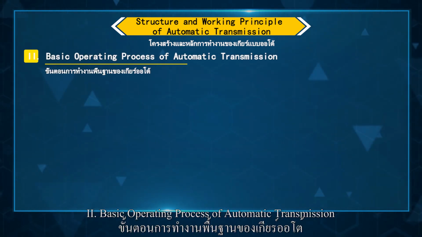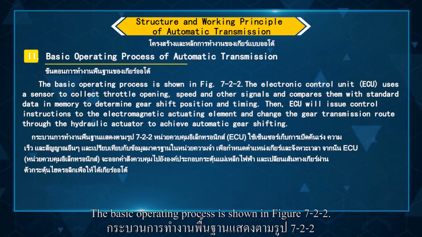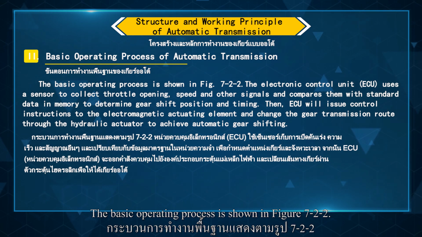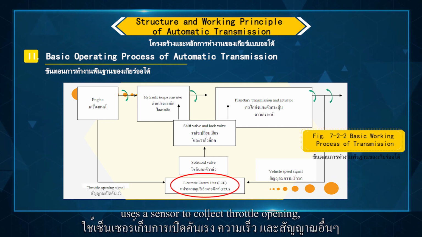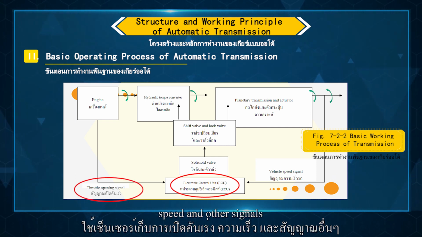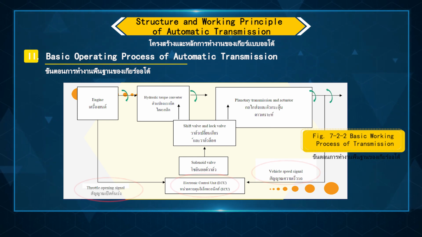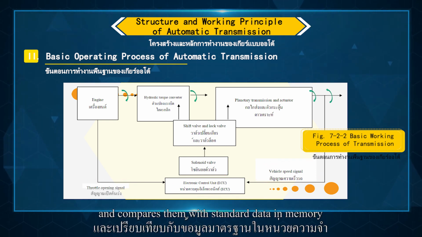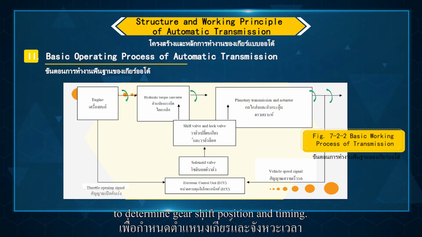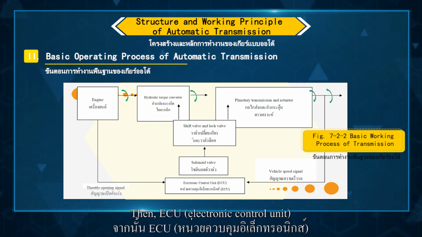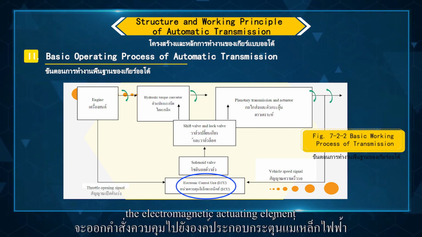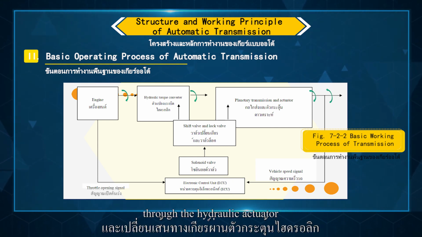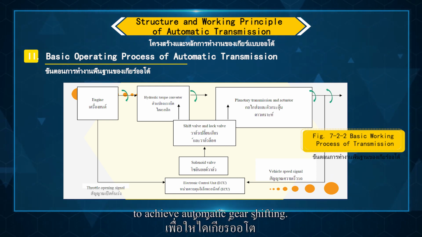2. Basic operating process of automatic transmission. The basic operating process is shown in Figure 7-22. Electronic Control Unit, ECU, uses a sensor to collect the throttle opening, speed, and other signals, and compares them with standard data in memory to determine gear shift position and timing. Then, ECU will issue control instructions to the electromagnetic actuating element and change the gear transmission route through the hydraulic actuator to achieve automatic gear shifting.